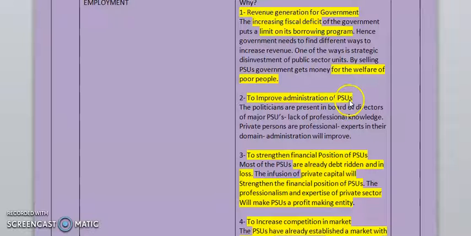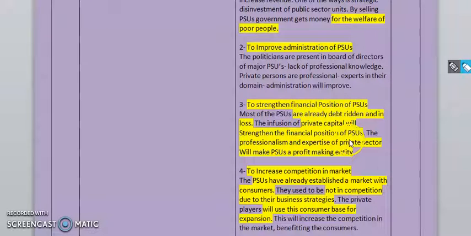This is the common reason given by the government for including private persons on the board of directors of major PSUs: the lack of professional knowledge, while private persons are professional experts in their domain, and administration will improve. The next reason is to strengthen the financial position of PSUs, as private players will come with finance. Professionalism and expertise of the private sector will make PSUs profit making entities.